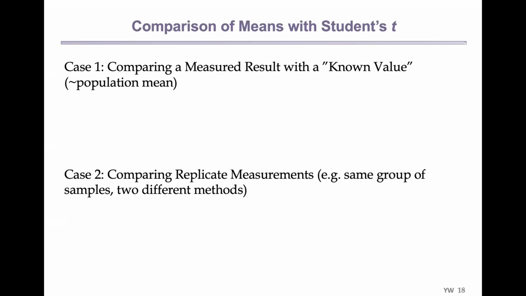The second case is we do replicate measurements and you compare the measurements to each other. So for example, you use the same group of samples, but you use 2 different methods. With the 2 different methods, you probably will get slightly different results. Can we assume that these 2 results are actually the same with each other, or they are significantly different? Or you can also think about it another way: with the same method, but we use 2 samples, like the example I had earlier, the bacteria before and after treatment.